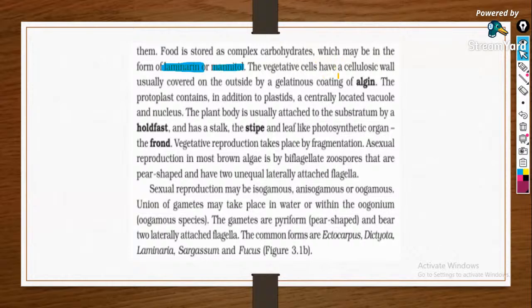Vegetative cells have a cellulosic cell wall covered by an outer gelatinous coating called algin. Protoplasm contains, in addition to plastids, a centrally located vacuole and nucleus. The plant body is usually attached to a substratum by a holdfast, and it has a stalk called the stipe and a leaf-like photosynthetic organ, the frond. Vegetative reproduction is by fragmentation. Asexual reproduction in brown algae occurs by biflagellate, pear-shaped zoospores with two equal, laterally attached flagella, that is isokont.